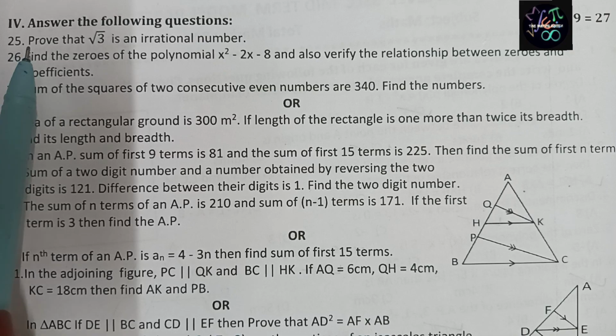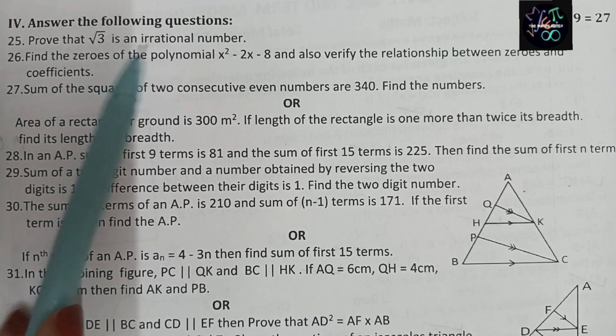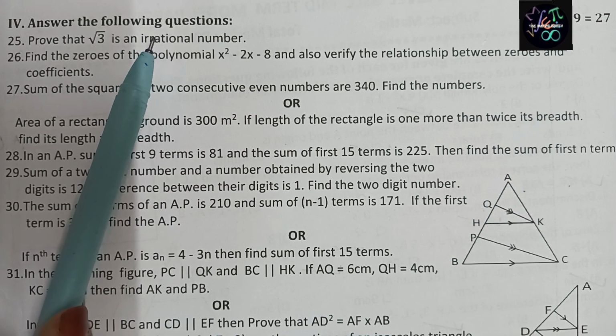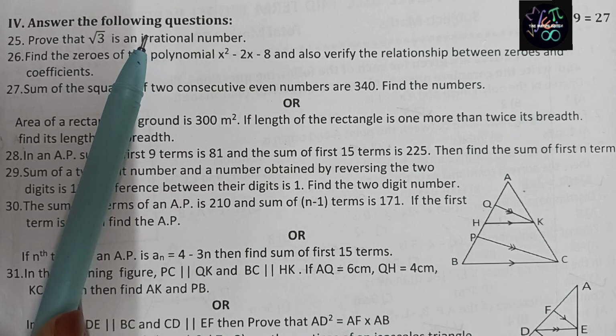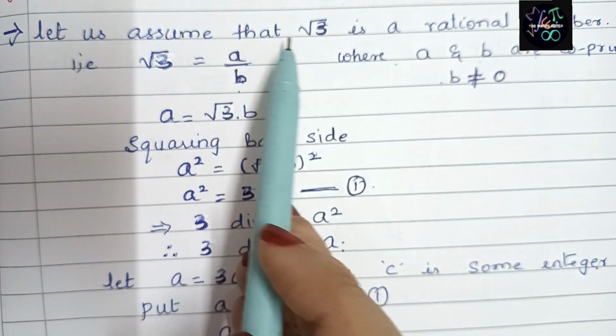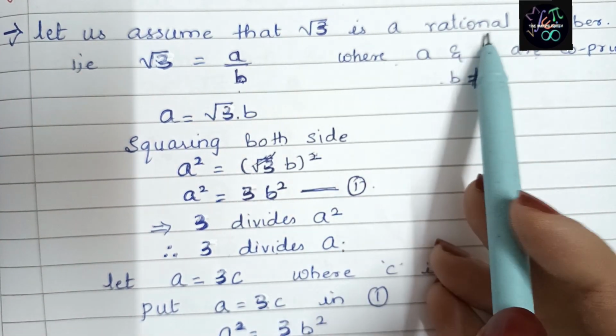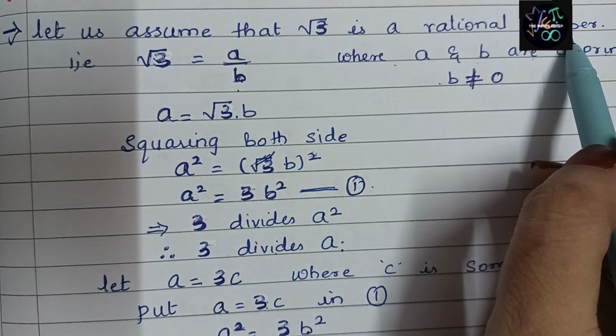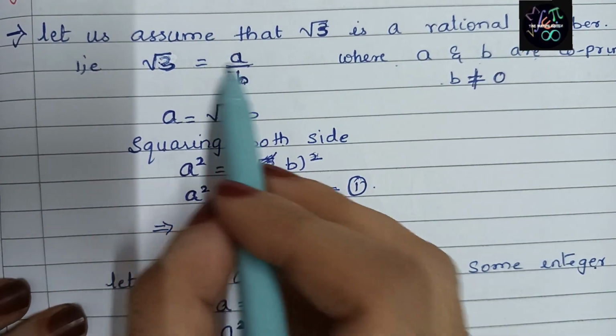So here the question is, prove that root 3 is an irrational number. In my previous paper also we had got the same question. So let us see how to solve this. Here let us assume that root 3 is a rational number. We have to assume this as a rational number. So root 3 is equal to a by b.